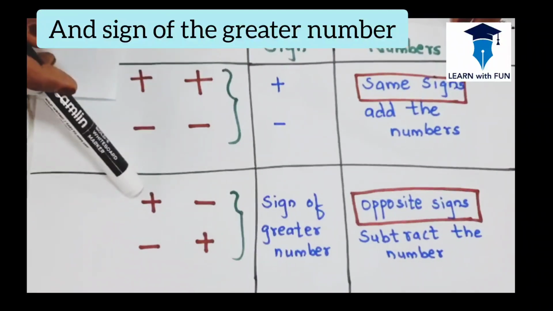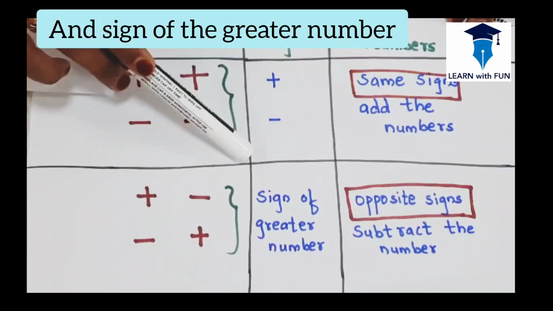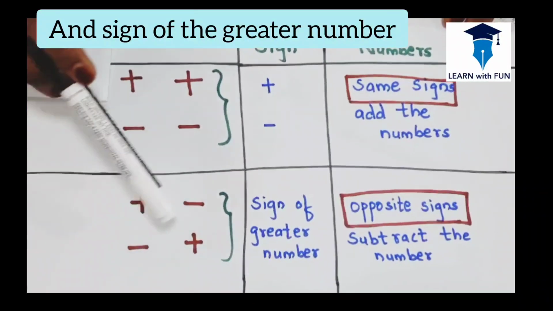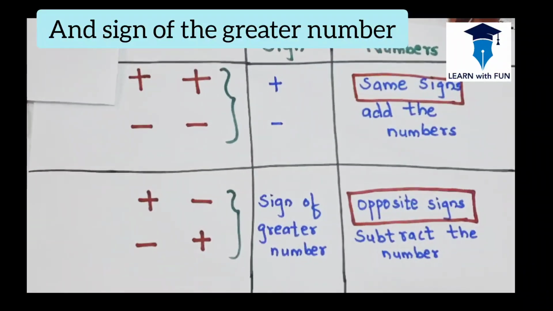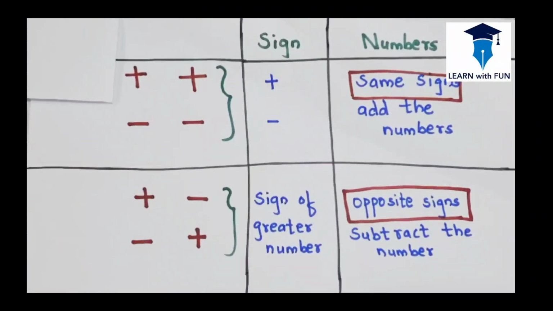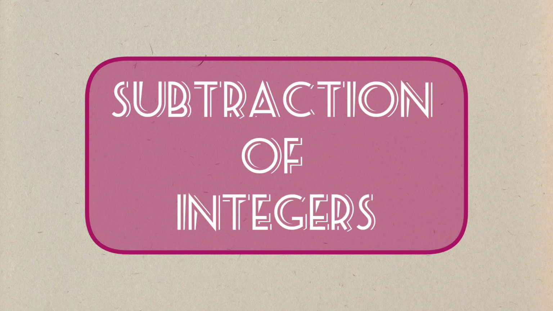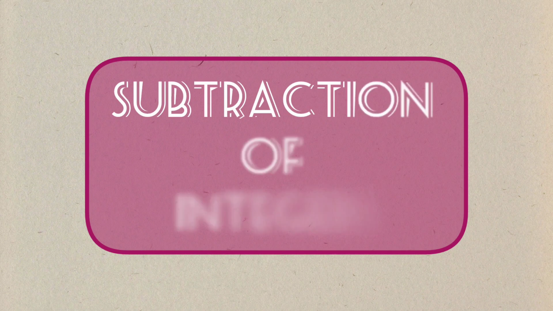If the greater number is having plus sign, you are going to write plus sign. If the greater number is having minus sign, before the number you are going to put the minus sign. I hope addition of integers is clear to you. Moving on to the next operation, let us see how to subtract the two given integers.